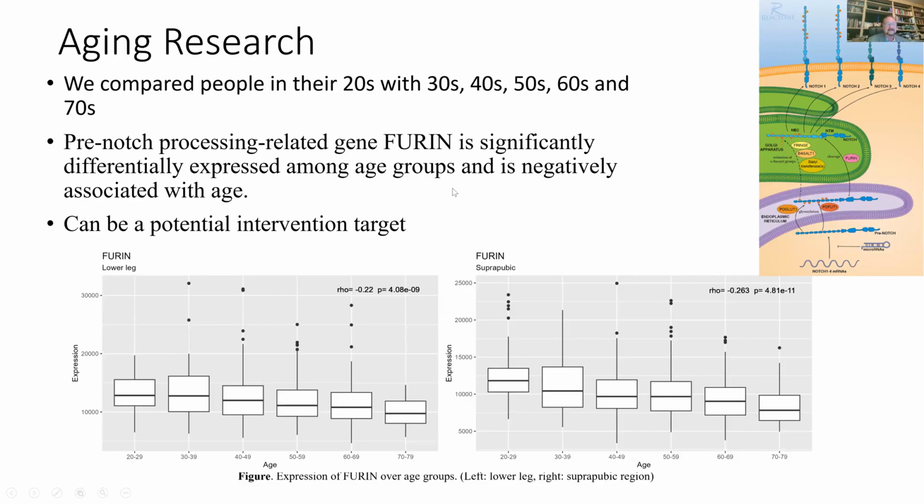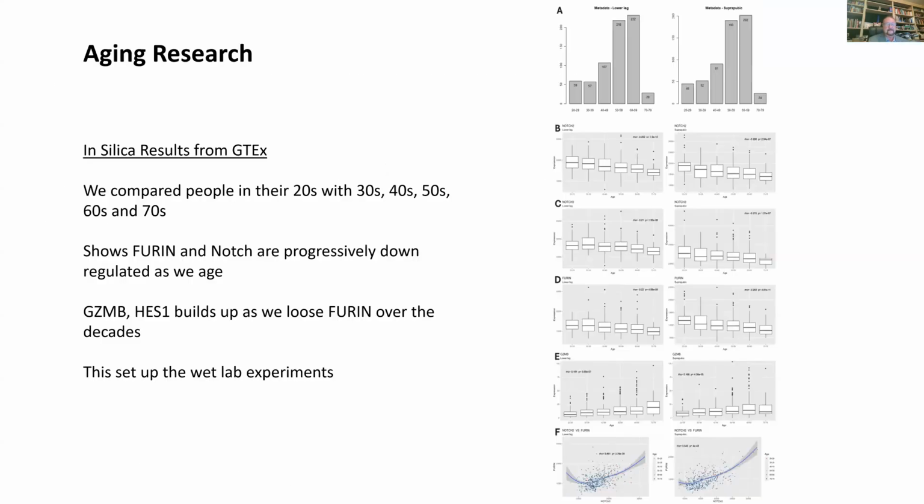So what we did was we took a database that was available through the Broad, and we took people in their 20s and compared them with 30s, 40s, 50s, 60s, and 70s. And what we found was that the Notch2 and Notch3 pathways were consistently downregulated over the years. And these are a pathway that is related to telomere length, which we know is related to aging.